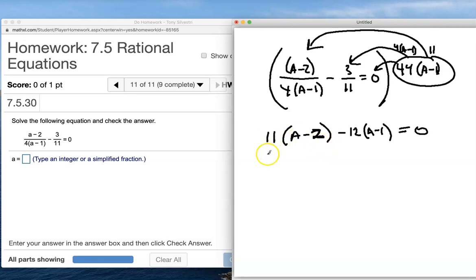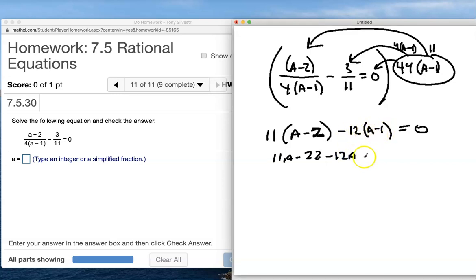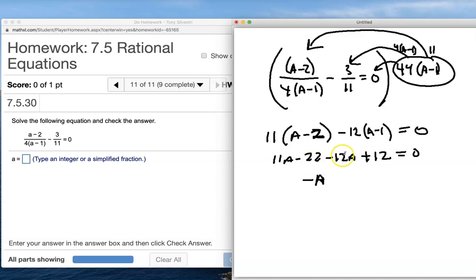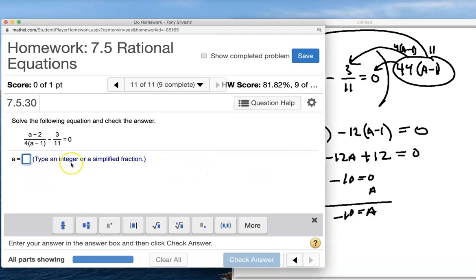Next step, get rid of all the parentheses. 11a minus 22 minus 12 times a. Minus 12 times negative 1 is plus 12 equals 0. Combine your like terms. 11a minus 12a is negative 1a. Negative 22 plus 12 is negative 10 equals 0. And now if I add a to both sides, I'll have the answer. Negative 10 equals a. Okay, and we don't even have the option of no solution, so I'm going to put negative 10 there.